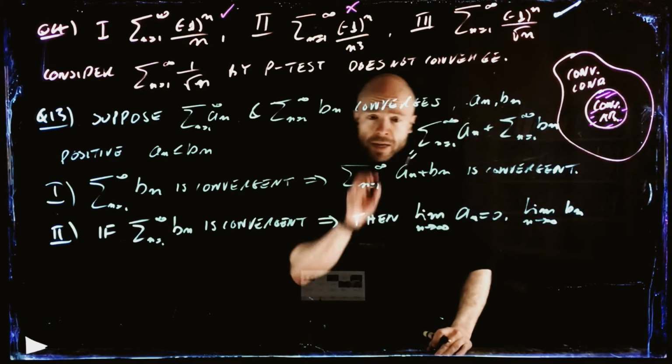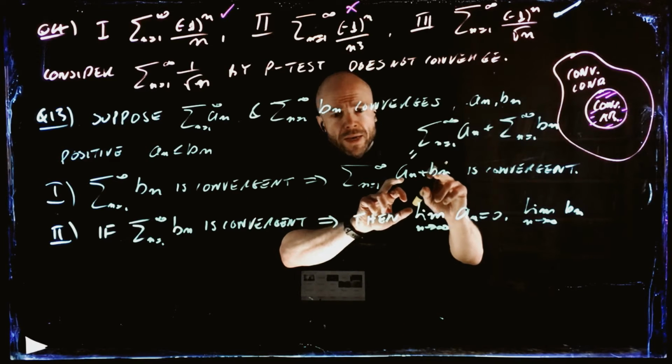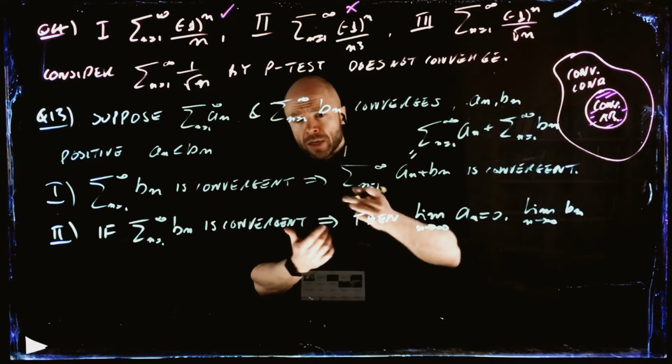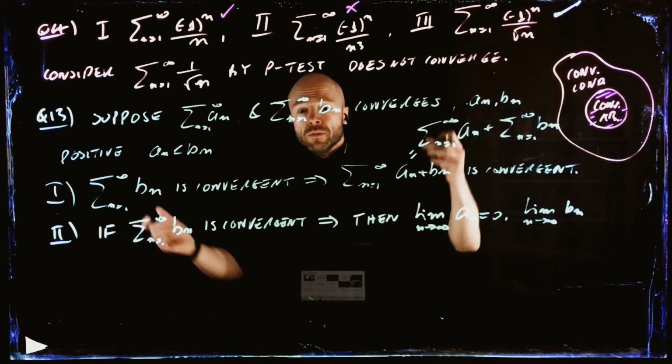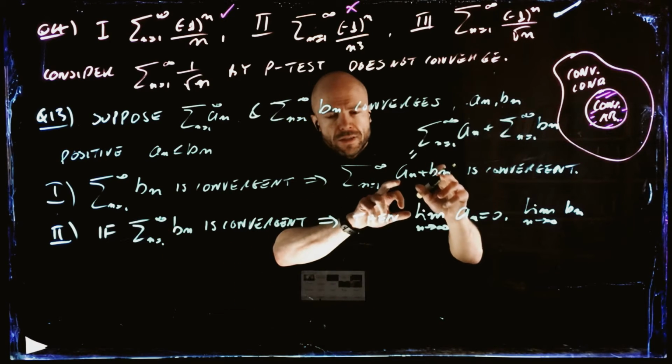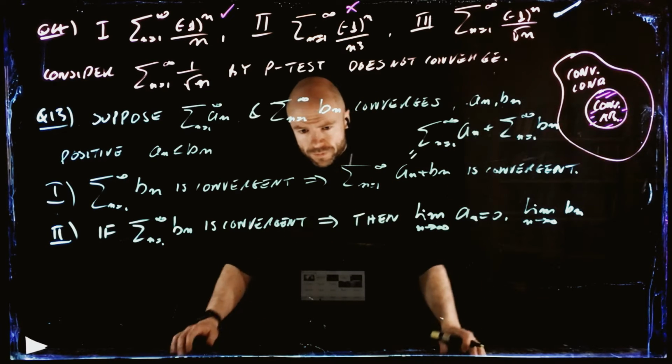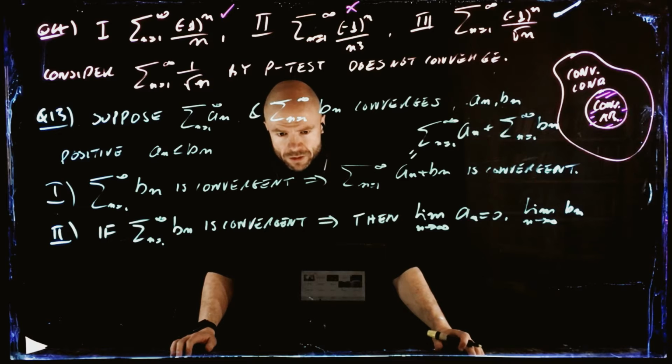Perfect. Another way is to say that an plus bn is bounded by 2 times bn, right? So by the comparison test, since these are all positive terms, then this thing must also converge. Yeah, that would be another justification.